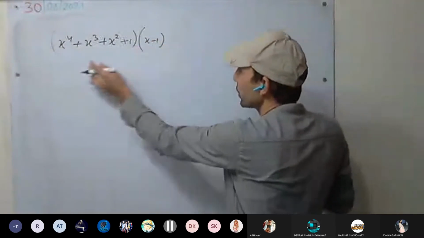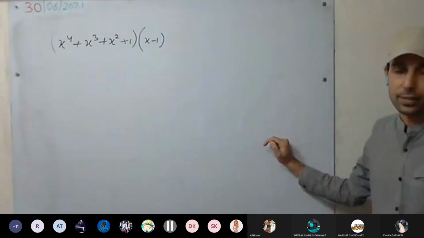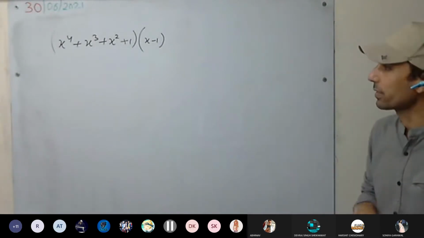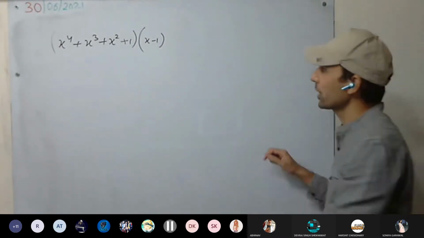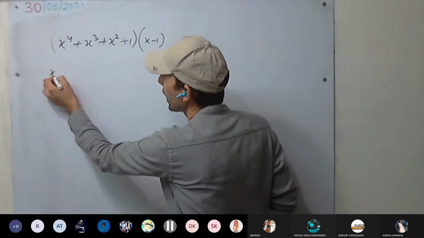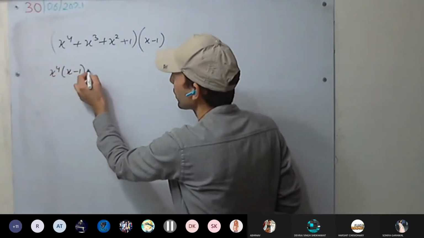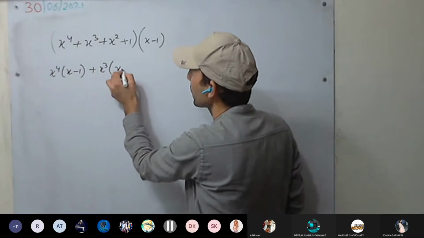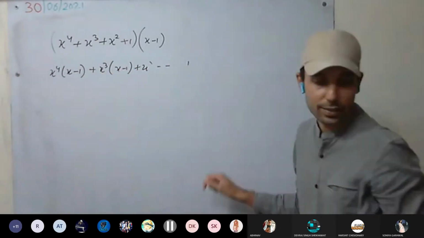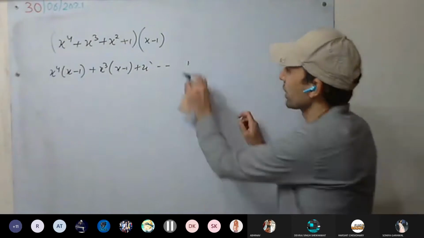Either you can do the first method or the second method. The second is more easy, yes. So this time I am doing using the second. If you use the first one, then it will be like this: x to power 4 into x minus 1 plus x cube into x minus 1 plus x square into x minus 1 plus x minus 1. That will be using that way.